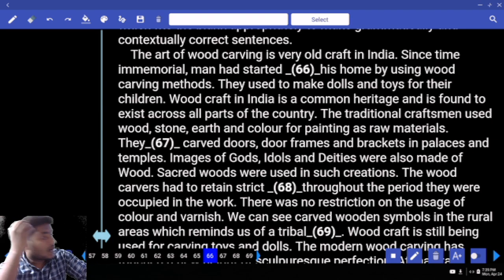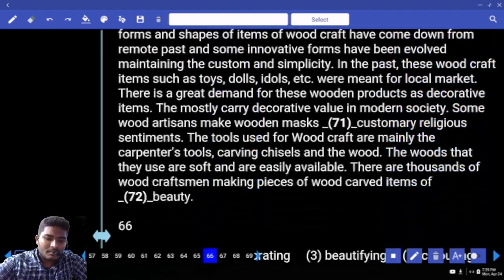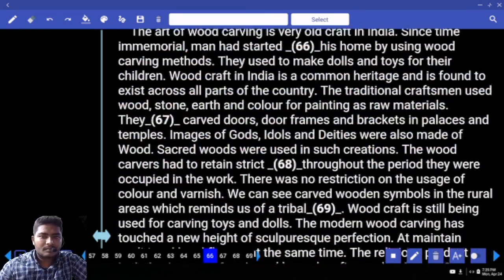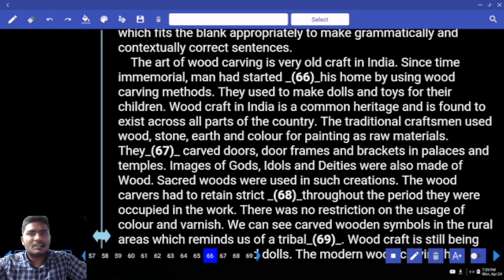Can you just find the length of this passage here? It is almost equivalent to the length of the reading comprehension passage in the prelims. That means we need to read more. Even after reading more, we get a little less marks. We should be very careful.